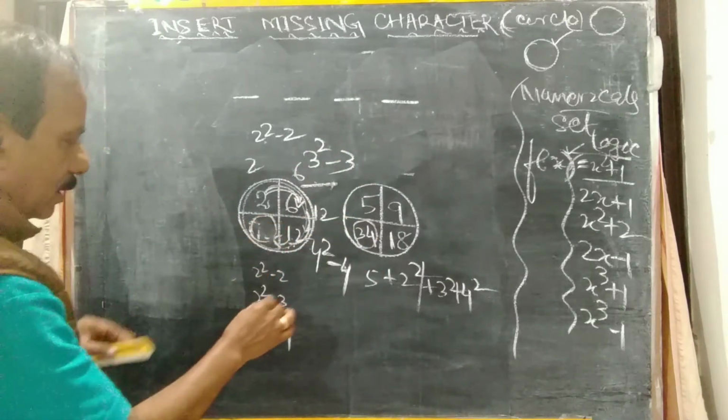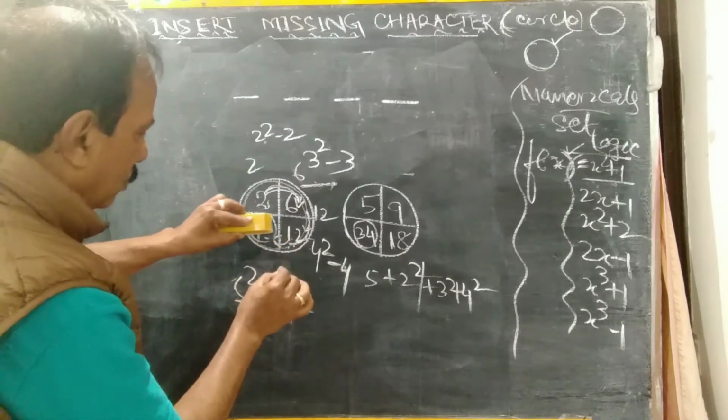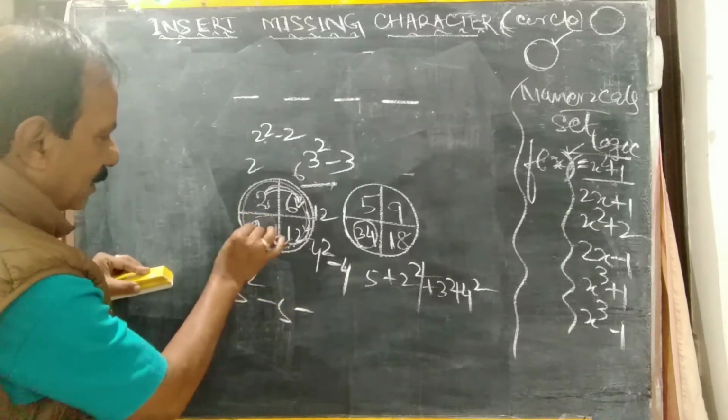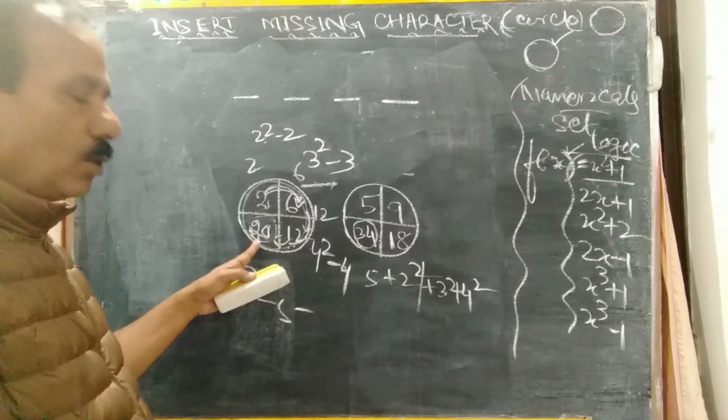And what will be here? That is the logic of 5 square minus 5. So what will be the answer here? 20. देखो, 2 logics दे दिया. Same question. But here 72, here 20.